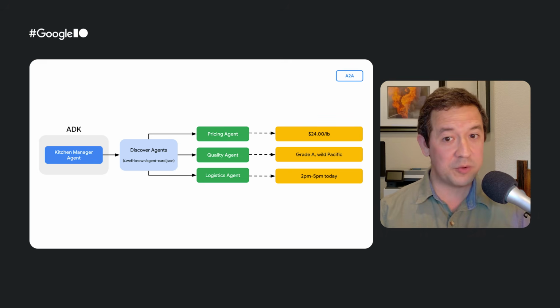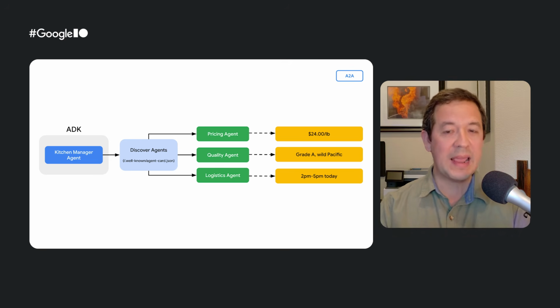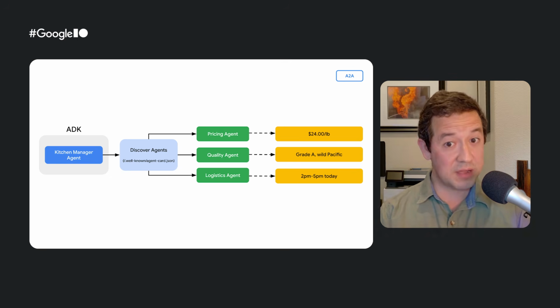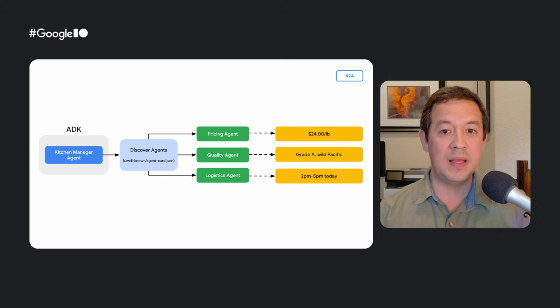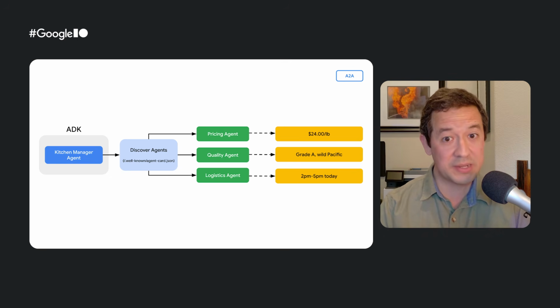And the real value of A2A shows up at the organizational level. When every team in your company is building their own agent, A2A gives you a standard way to discover and delegate tasks to them. Adding a new remote agent capability just means adding a new URL.